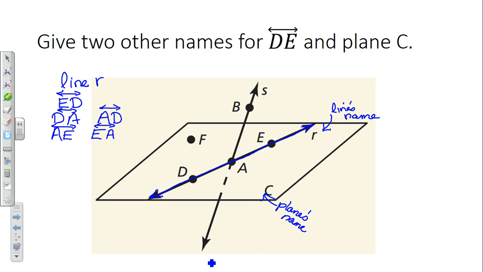Okay, next thing we need to do is name another name for a plane. So this is plane C. That's the plane's name, right? So how many letters do we have to use if we want to name a plane? Three letters. Okay, and what's special about those three letters? Anything but? Yeah, it can't be outside of it, right? We can't use B. And so if we say DAE, we're naming collinear points, right? Can we use collinear points to name a plane? Almost, but not quite. We can use two collinear points, but we have to have one other point that's on the plane but not on the line, F.